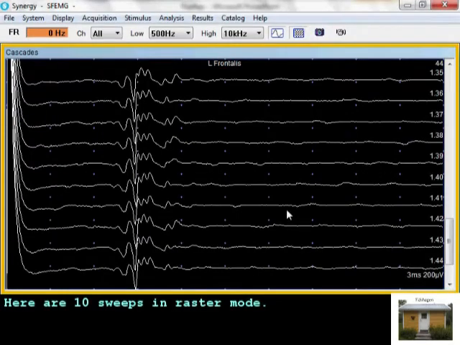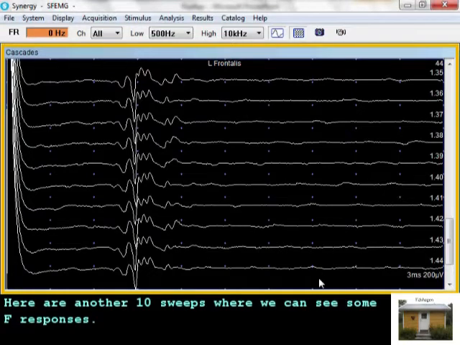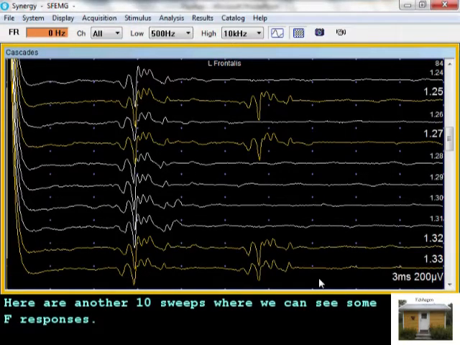Here are 10 sweeps in raster mode. There is no F response in these traces. Here are another 10 sweeps where we can see some F responses.